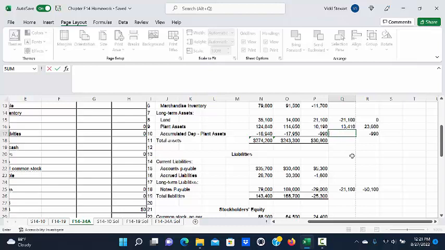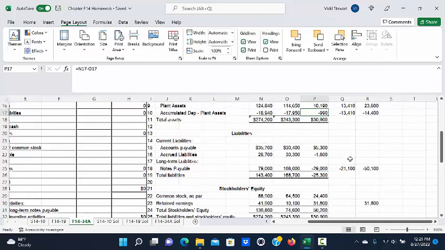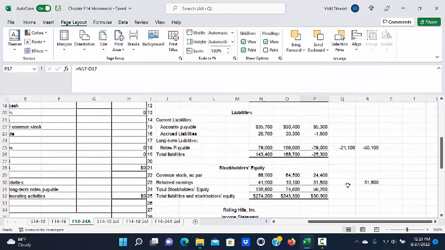Since the book value of this piece of equipment was zero, we know that the accumulated depreciation was equal to the cost. So now we can see that our actual increase in accumulated depreciation was $14,400 instead of $990. We need to make one more adjustment.